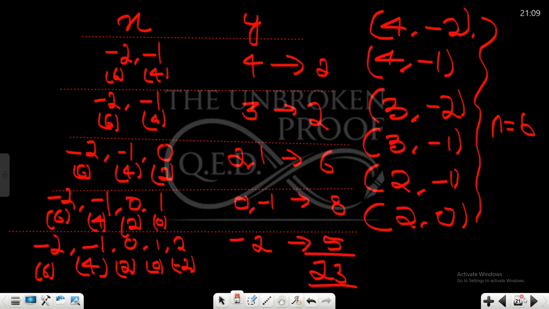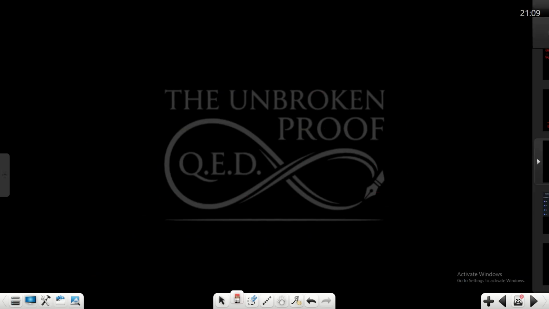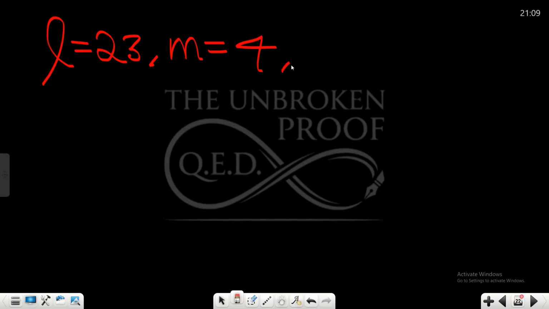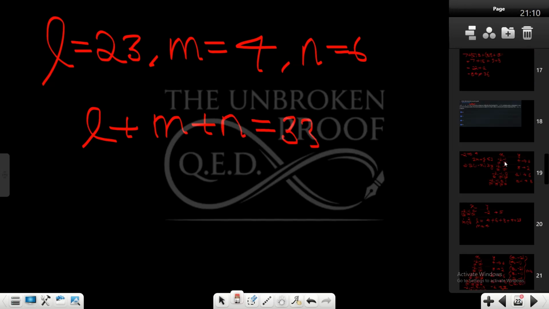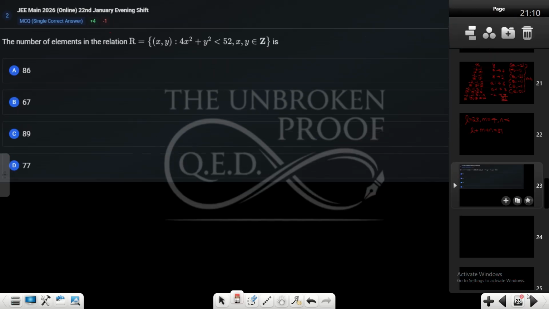Okay, so we come to know that L is equal to 23, M is equal to 4, and N is equal to 6. So the summation, L plus M plus N, is equal to 33. So the final answer for this question is 33. Okay, and let us move on to the next question.